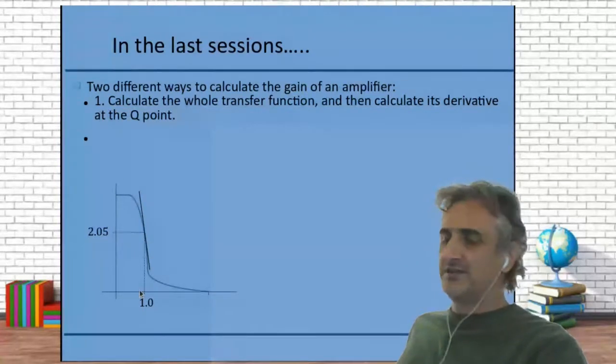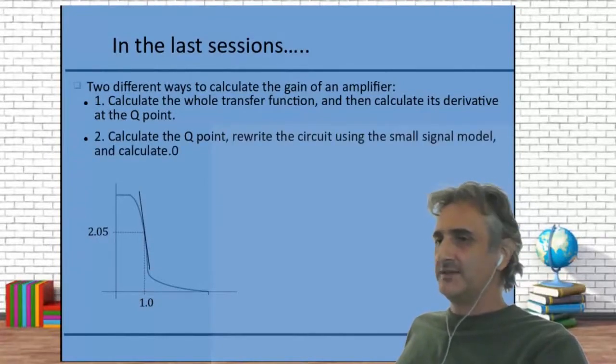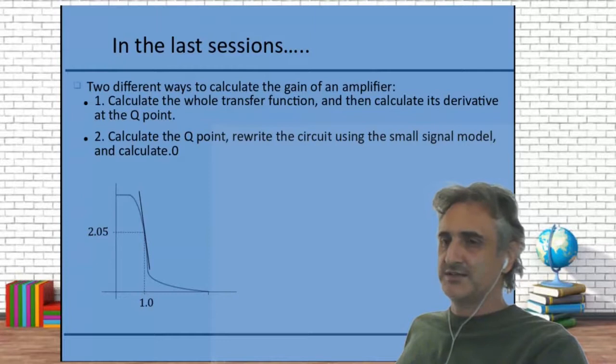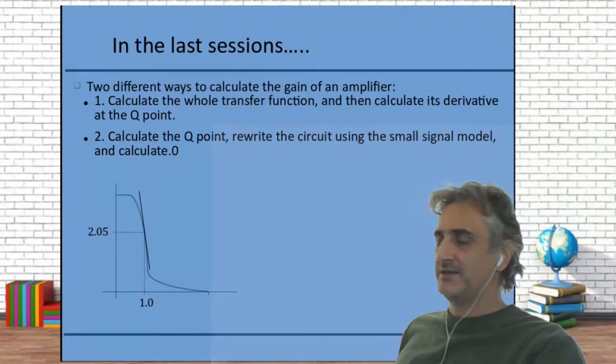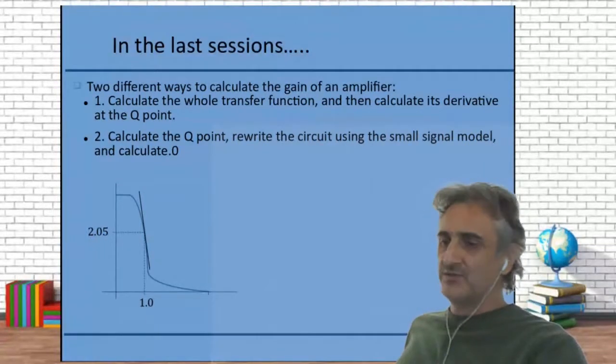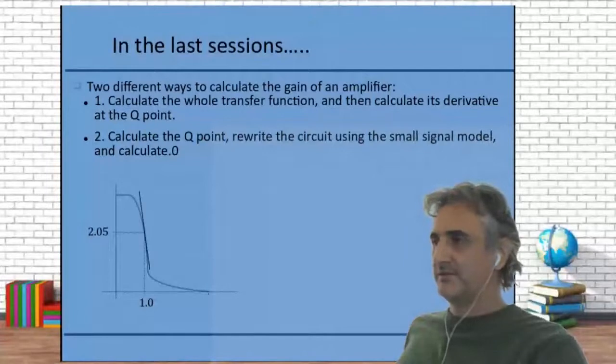But we saw that calculating this function is, in the general case, very complex, so it's not a very good idea. The second way we saw was calculating only the quiescent point using the large signal model, and then rewriting the circuit using the small signal model. Then we calculate everything from there, which means using a very small signal superimposed on a large signal, which is the quiescent point. Remember?